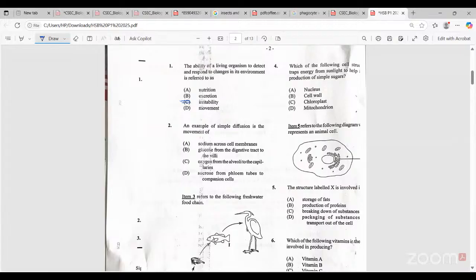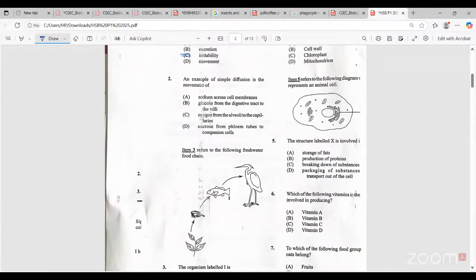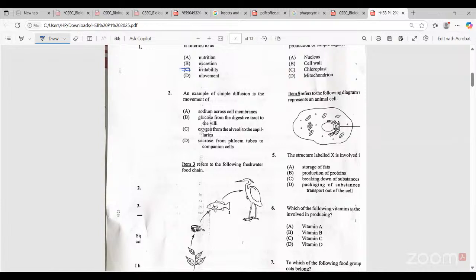All right. Next one says an example of simple diffusion is, and for that one, we will say it is the movement of oxygen from the alveoli to the capillaries. So that one, we'll have C for that one, right?